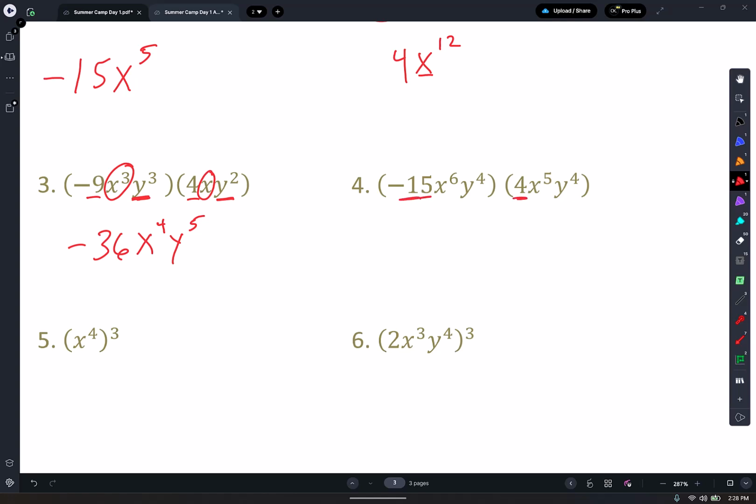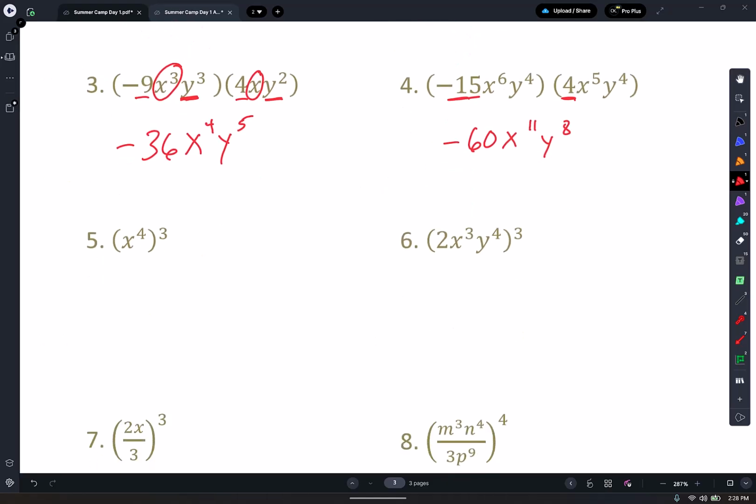Negative 15 times 4. No, you're negative 60. You were one ahead. Negative 60, 15, 30, and then add another 30. And then x to the 6 times x to the 5th. That's going to be x to the? There you go. And then y to the 4th times y to the 4th. Y to the 8th. There you go, guys. You got it.